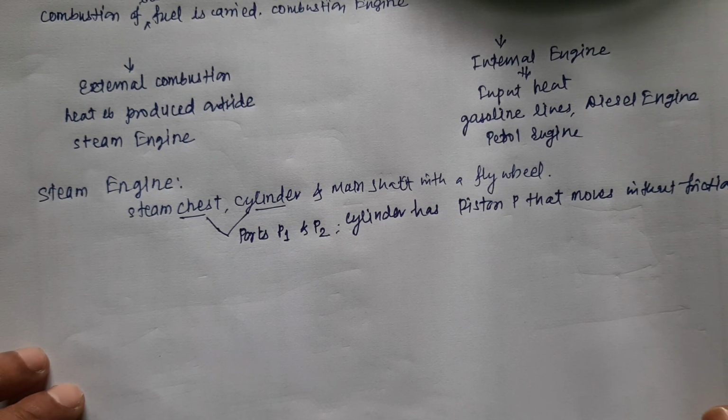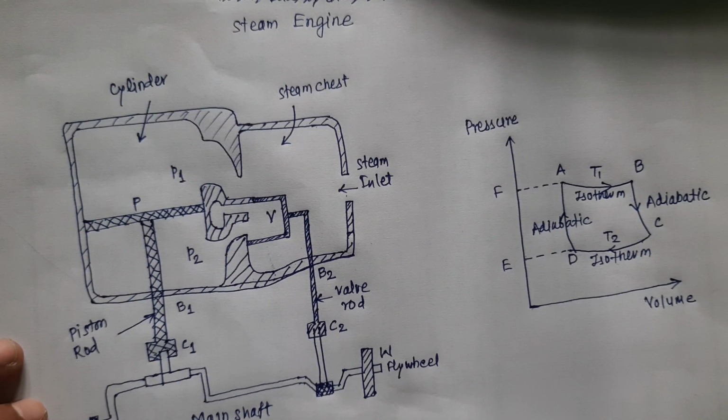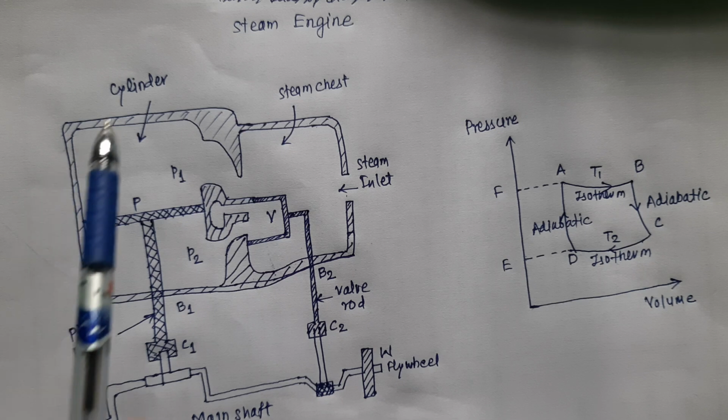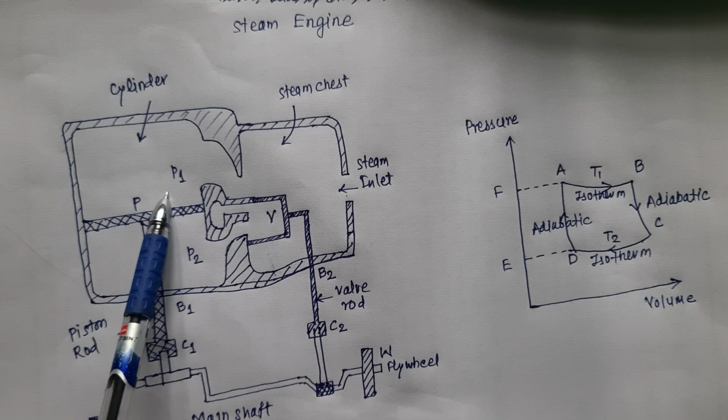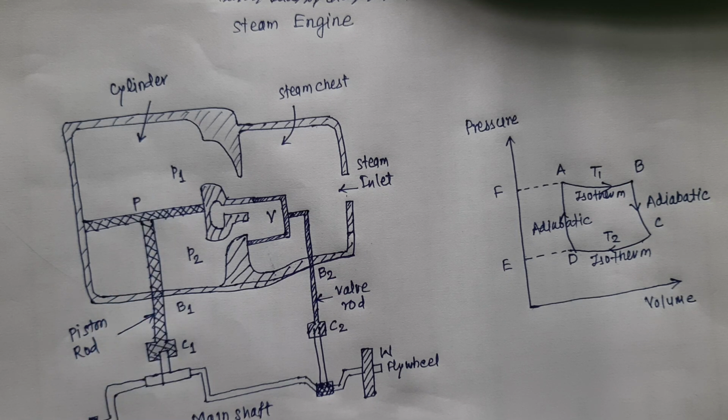So, to understand the internal construction of this steam engine, this is the diagram of a steam engine. What I said earlier is that this steam engine consists of three main parts. One is the cylinder, another is the steam chest, and this is the main shaft connected with a flywheel. The cylinder and the steam chest are connected by steam ports P1 and P2. The cylinder has a piston P that moves without friction.